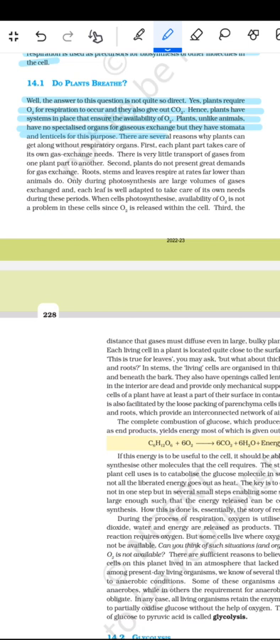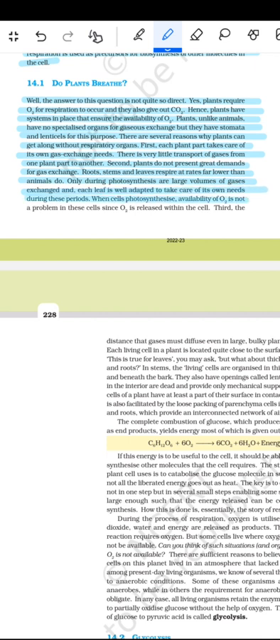There are several reasons why plants can get along without the respiratory organs. First, each plant takes care of its own gaseous exchange. There is very little transport of the gases from the one part of the plant to the another. Second, plants do not present great demands for the gas exchange. Root, stem and the leaves respire at the rates far lower than the animals do. Only during the photosynthesis are the large volume of the gases exchanged, and each leaf is well adapted to take care of its own needs during these periods.